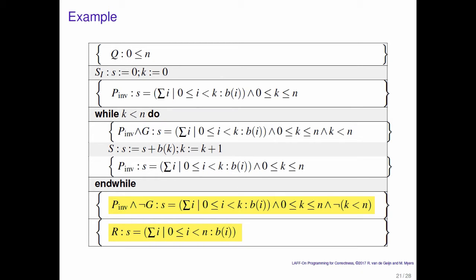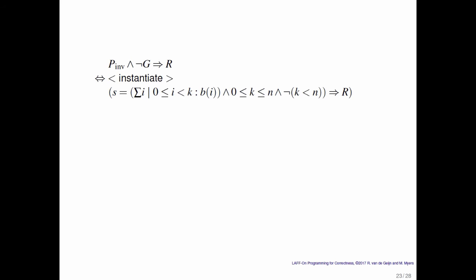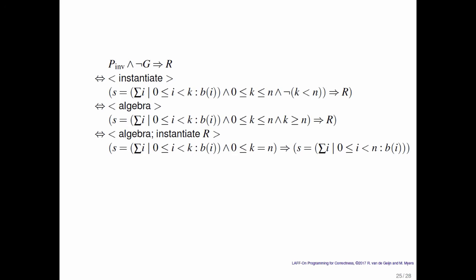So then you're left with, is it the case that if you come out of the loop where the loop invariant now is true and the guard is false, that implies that you've computed the correct thing? So this is what we want to prove. We can instantiate that. Notice that now we wait with instantiating R. We do some algebra where we notice that not k less than n means k is greater than or equal to n. And now we have that k is less than or equal to n and k is greater than or equal to n. So we conclude that then k is equal to n.